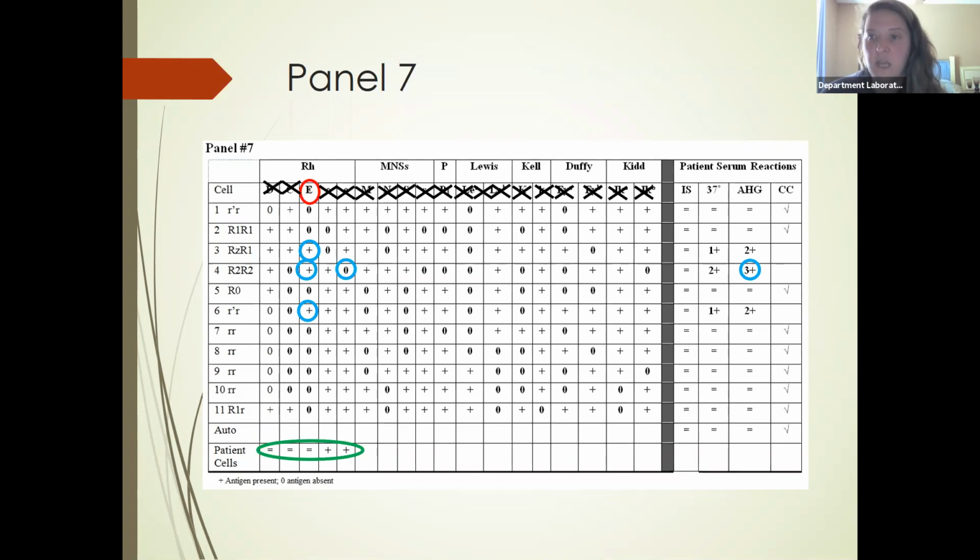It just wants you to understand this is an IgG antibody. It only built upon exposure. So she has been exposed sometime in her past through transfusion or pregnancy.